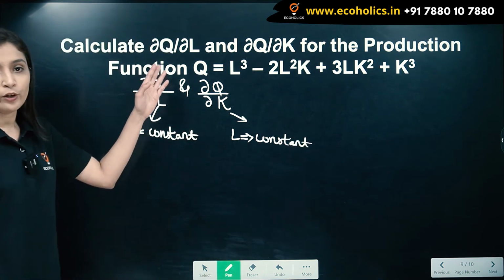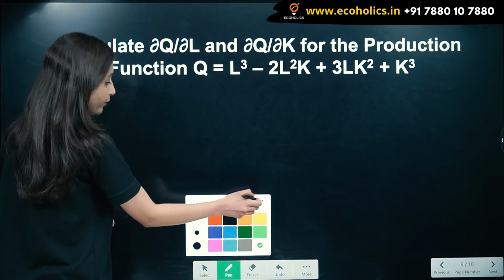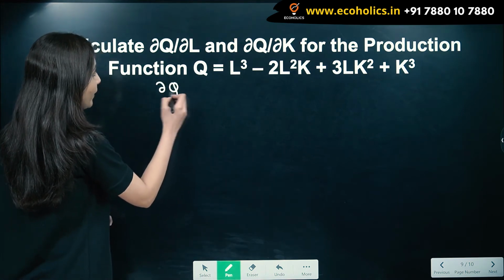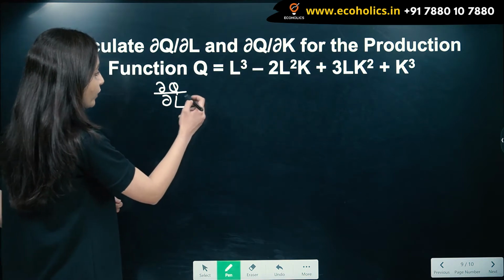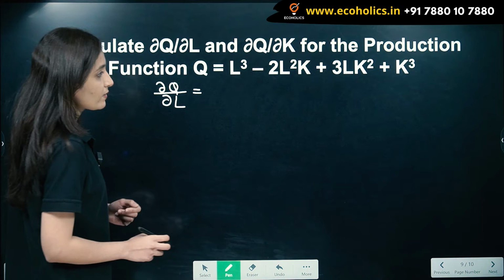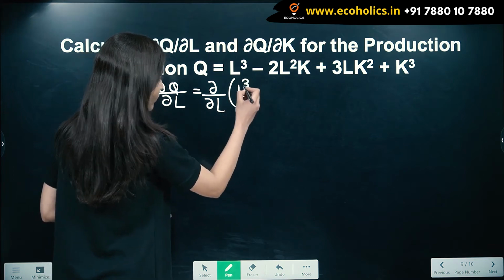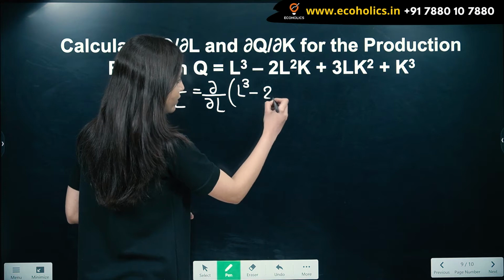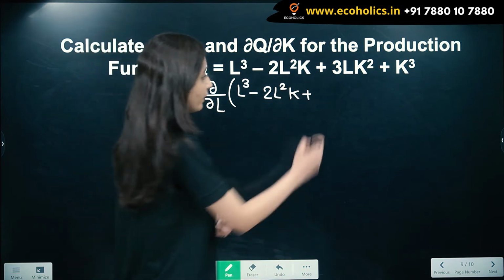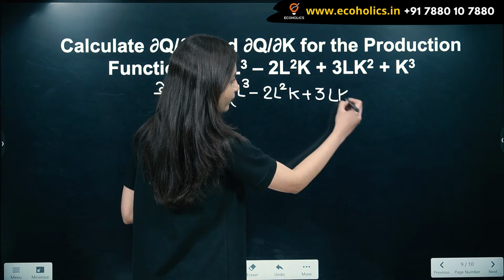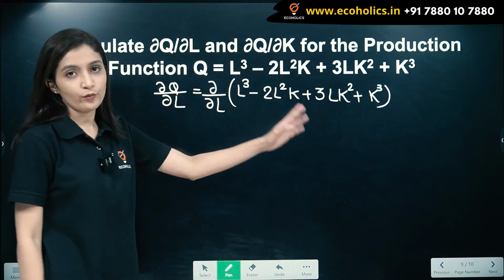Let's first calculate ∂q/∂L. Now, we have q as this: L³ - 2L²k + 3Lk² + k³. So, we need to find the derivative of these terms.